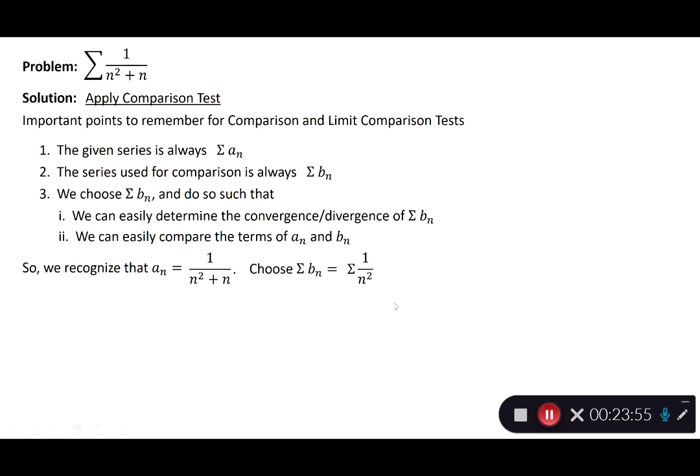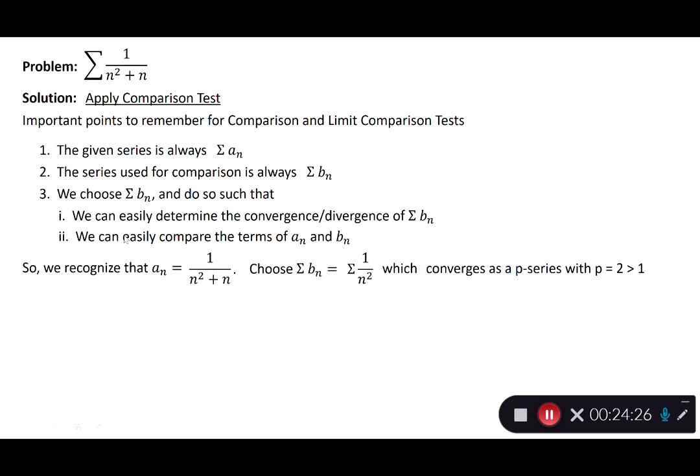I would say sigma 1 over n square. The question is, does this sigma b sub n satisfy the two requirements? We can easily determine the convergence or divergence of sigma b sub n. Can we tell if sigma 1 over n square converges? Of course we can. It's a p series with p equals 2, greater than 1. So, very effortlessly we could tell that sigma b sub n converges, right? That was the idea.